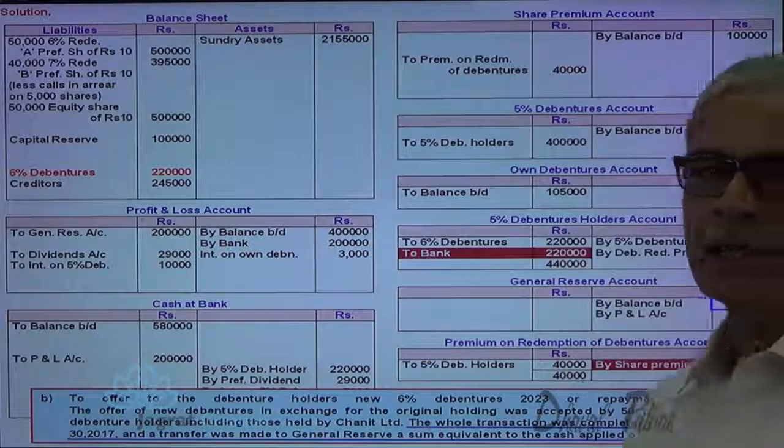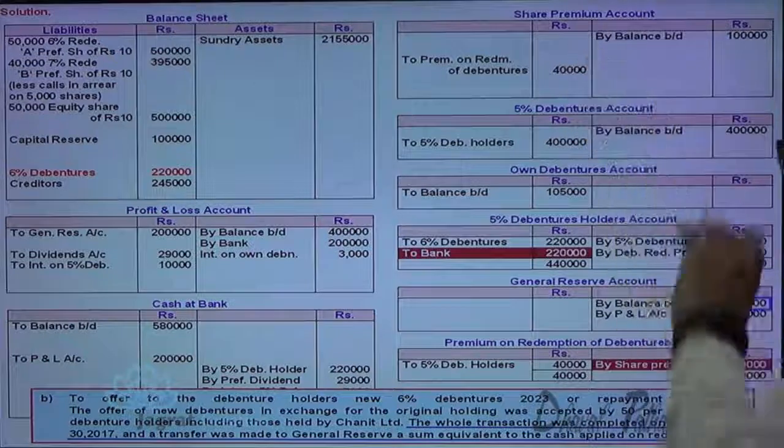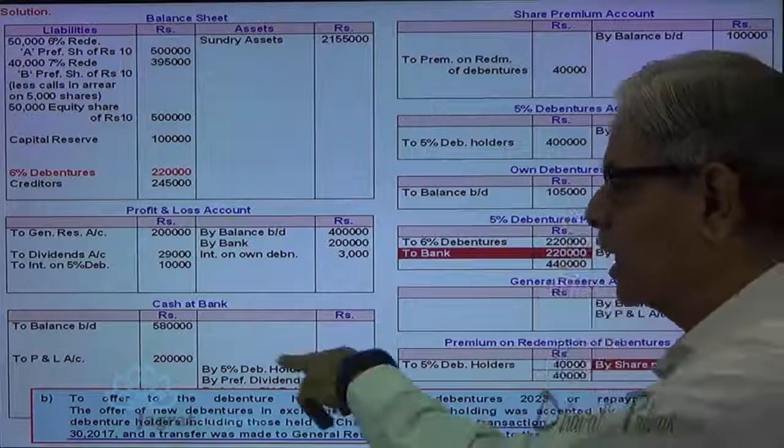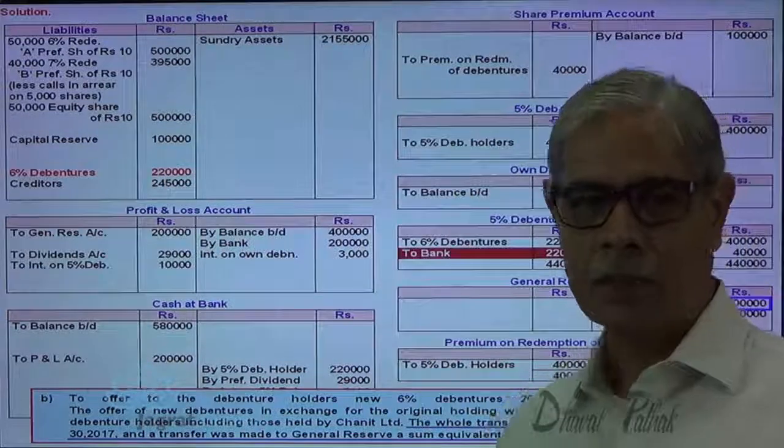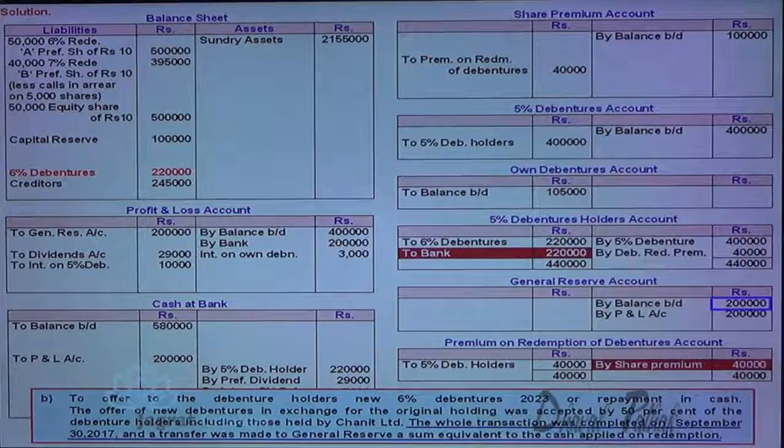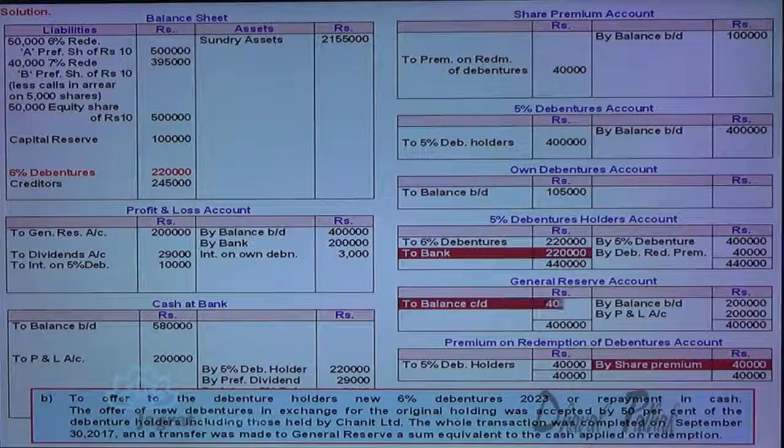So debentures are redeemed, redemption premium written off against share premium. 50% of the debenture holders are paid. For 50% new debentures are issued, and the necessary amount is transferred to general reserve. This is how I have considered this adjustment. Now, this account is closed. Now, this general reserve balance 4 lakhs, that will transfer to the balance sheet once again, general reserve.